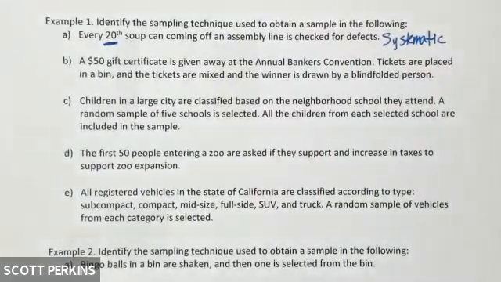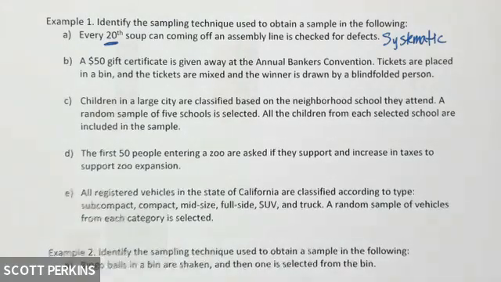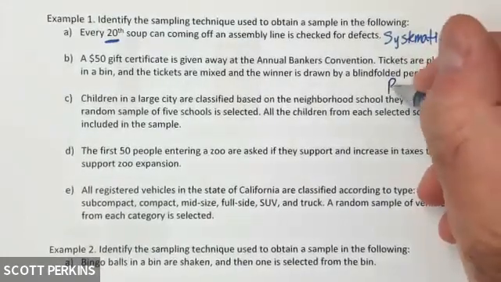I'm going to do one more, and then I'm going to have you do the other 3. I'll give you a minute or 2. So a $50 gift certificate is given away at the annual bankers convention. Tickets are placed in a bin, and the tickets are mixed, and the winner is drawn by a blindfolded person. Which one would you think that is? Yeah, random. Okay, all the tickets are together. Everybody's got an equal chance, supposedly, of being picked. So that would be a random sample.